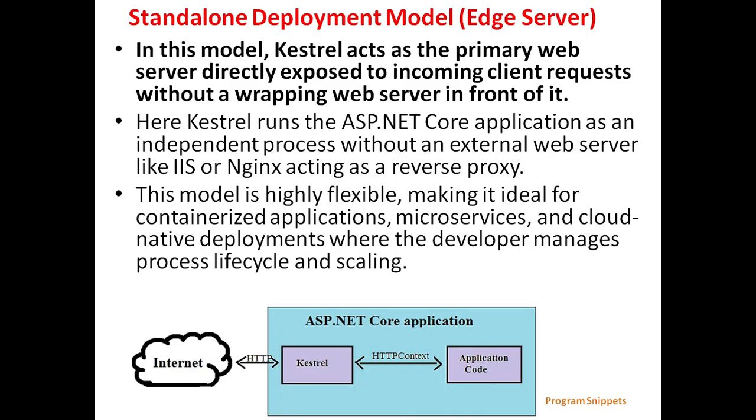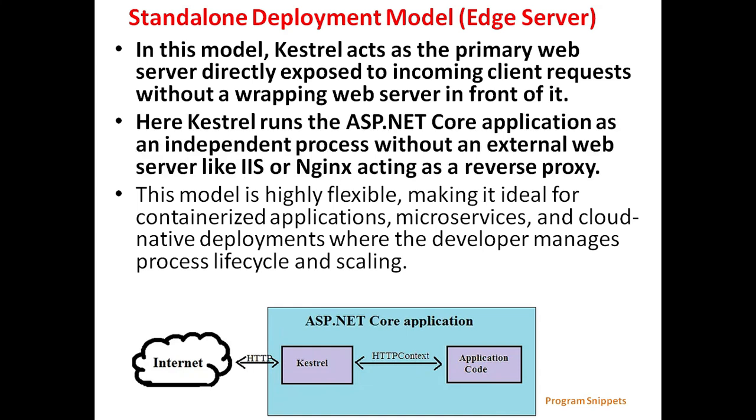In this model, Kestrel acts as a primary web server which is directly exposed to incoming client requests without wrapping a web server in front of it. Here, Kestrel runs the ASP.NET Core application as an independent process without an external web server like IIS, Nginx, which act as a reverse proxy.